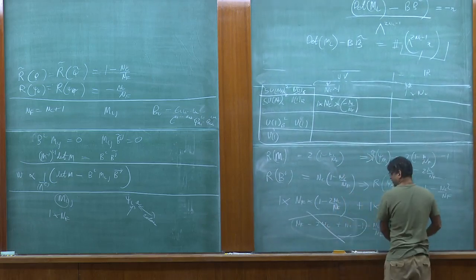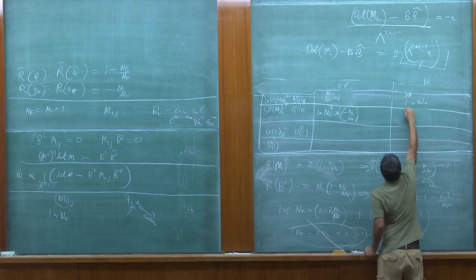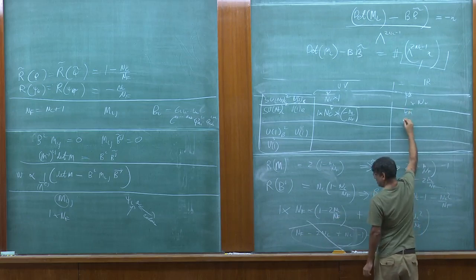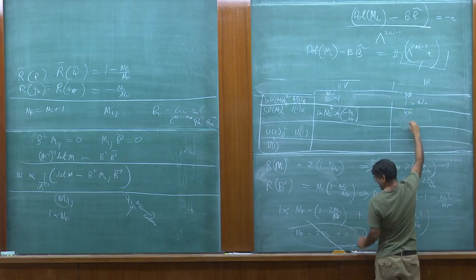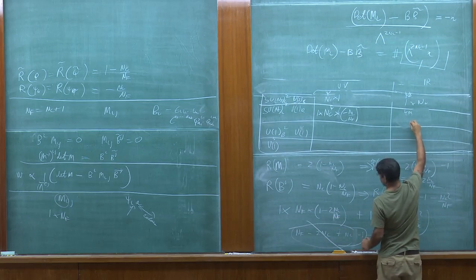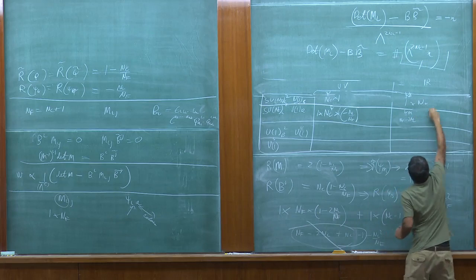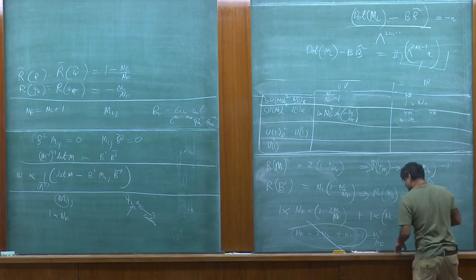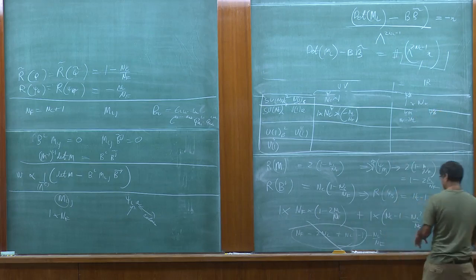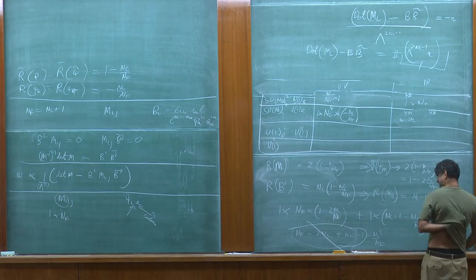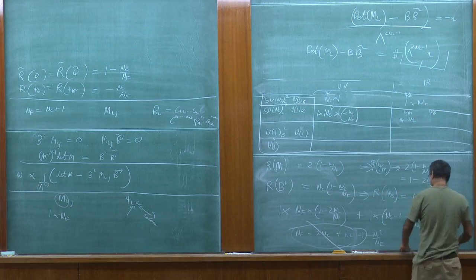So what have we got? From psi m we have NF minus 2NC. From psi b we have NC minus 1 minus NC squared.